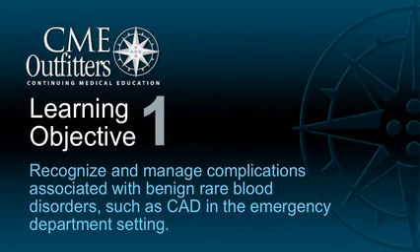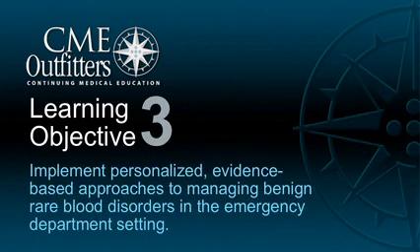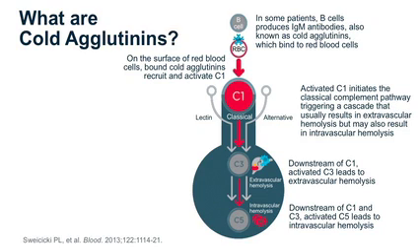Let's briefly go over the learning objectives for our activity today. At completion, you should be able to identify cold agglutinin disease, associated symptoms and complications, and implement best practices to provide tailored approaches for management in the emergency department. We also aim to advance your knowledge regarding the efficacy and safety of current and emerging therapies. This will hopefully enable you to implement personalized, evidence-based approaches to managing benign rare blood disorders in the emergency department setting.